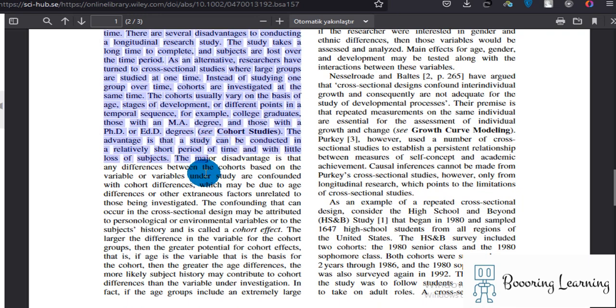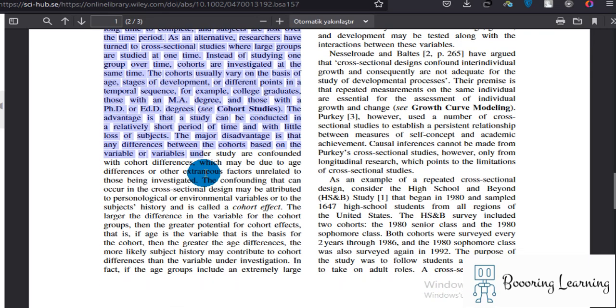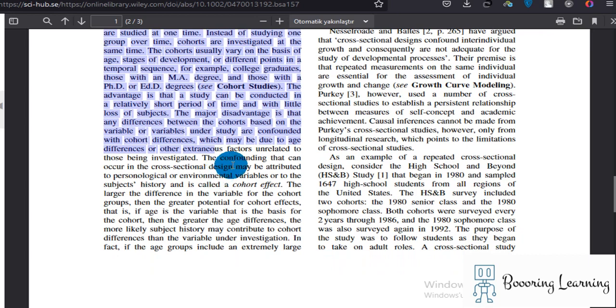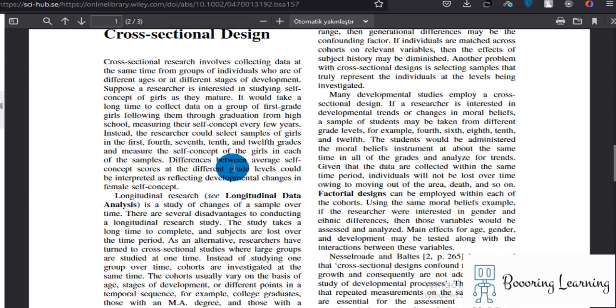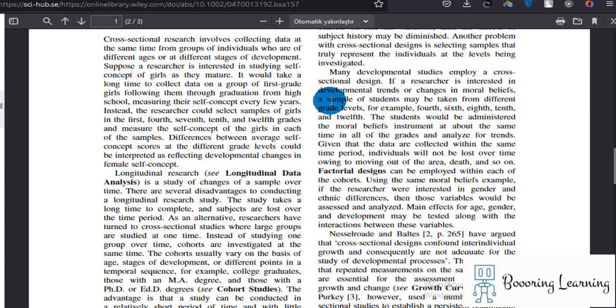So the study can be conducted in a relatively short period of time with little loss of subjects. But they cannot really know the confounding factors, because it's not really a longitudinal study. So let's read more. Many developmental studies employ cross-sectional design.